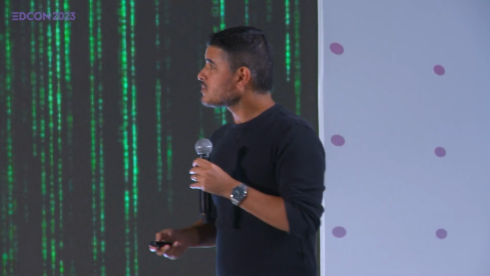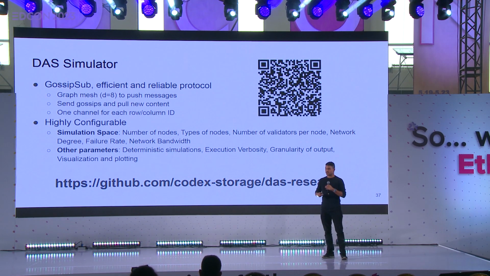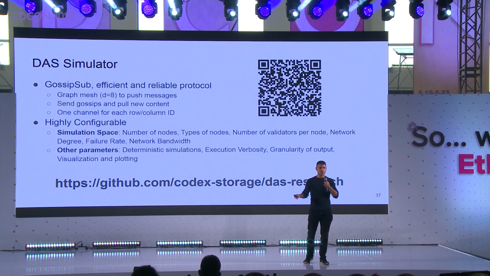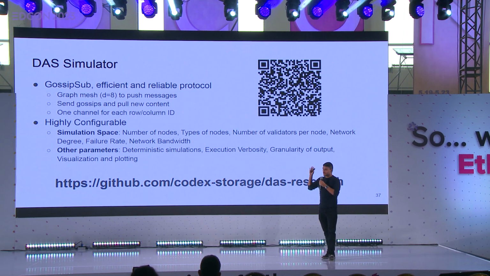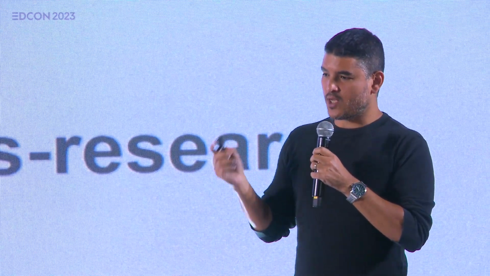Now, the simulator. So we are working with a simulator that relies on GossipSub. GossipSub is an efficient and reliable protocol. It uses a graph mesh to push messages. You have nodes that are connected to 6 to 8 nodes, and then you send gossips in order to pull new content. Now here the idea is that you will have one GossipSub channel for every row and column in this large structure that I have presented. So if you look at a structure with 512 rows and columns, then you will end up with about 1,000 GossipSub channels.